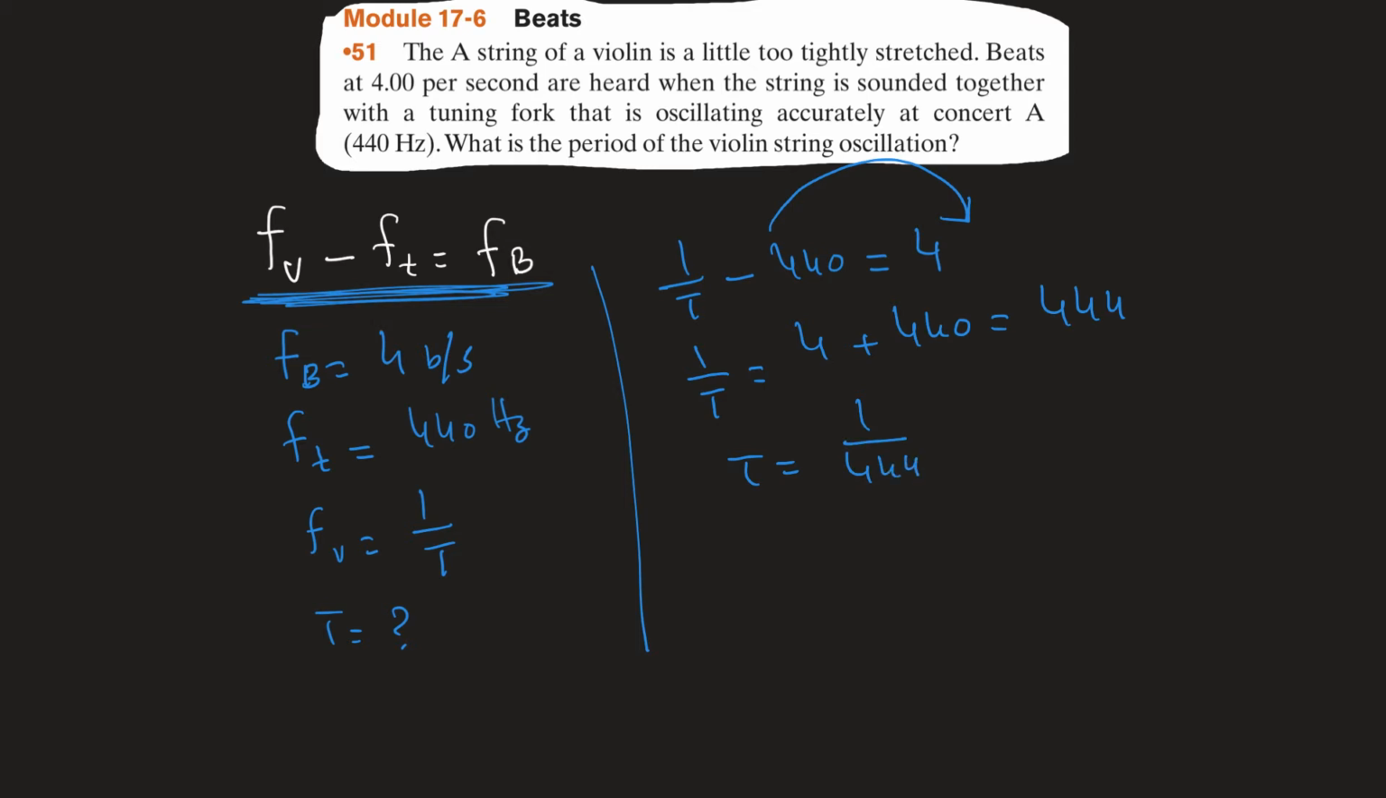And if we solve this, then the time period is equal to 2.25 times 10 to the power minus 3 seconds. So this is the answer. So this is the period of the violin string oscillation.